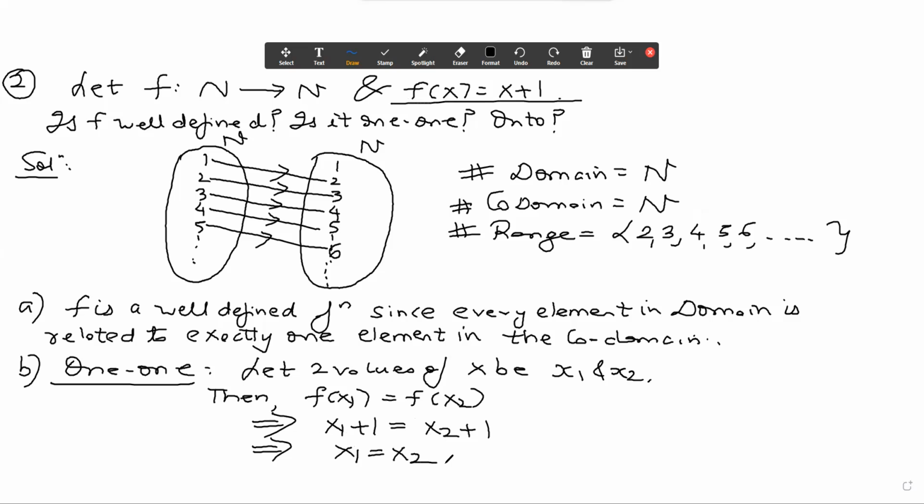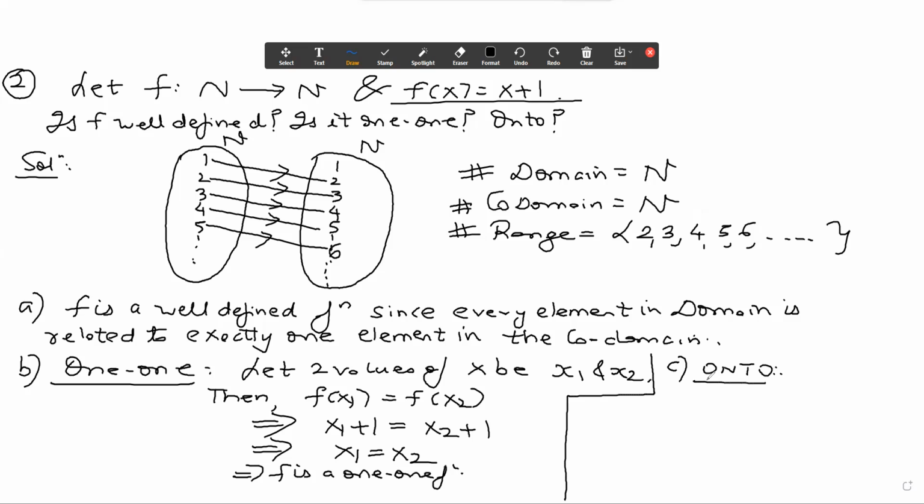If all students recall the definition of 1, 1 function, which you have written in your registers, how do we show that a function is 1, 1? f of x1 equal to f of x2 should imply x1 equal to x2. So therefore, this implies f is a 1, 1 function. But guys, if I ask you, is f onto? Is it onto? Clearly no.